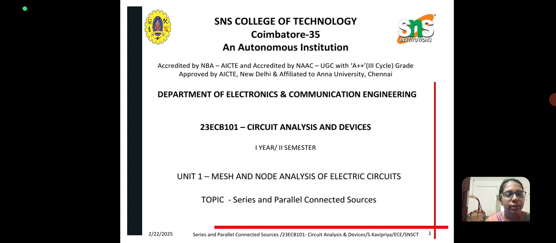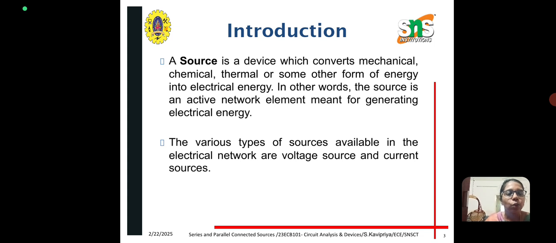I am going to discuss the topic series and parallel connected sources. So first, what is a source? A source is a device which converts mechanical energy, chemical or thermal or some form of energy into electrical energy. In other words, the source is an active network element meant for generating electrical energy.